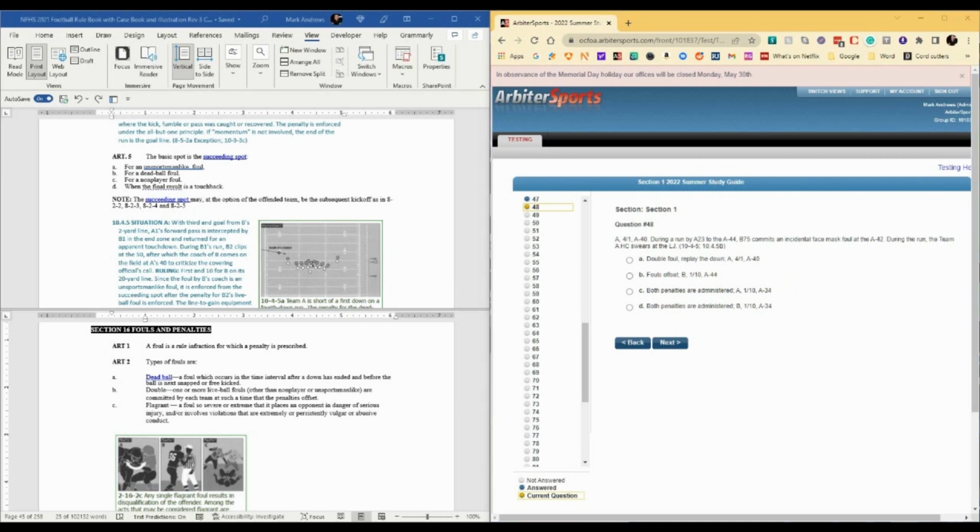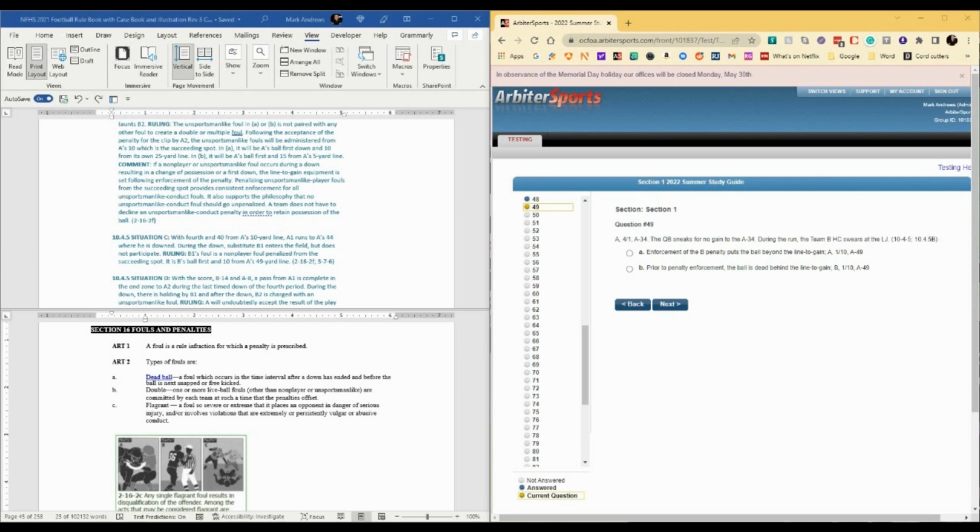Okay, guys, I did not know this next question was coming up. This is just what we talked about. A, 4th and 1 at the A40 during the run by A23 to the A44. B75 commits an incidental face mask at the A42. During the run, the Team A head coach swears at the line judge. So it's exactly what we just talked about. We're going to administer both penalties. So in this case, the end of the run is A44. We're going to go to the A49 and then back 15 to the A34. And it's going to be A's ball. So it's going to be A, 1st and 10, A34.